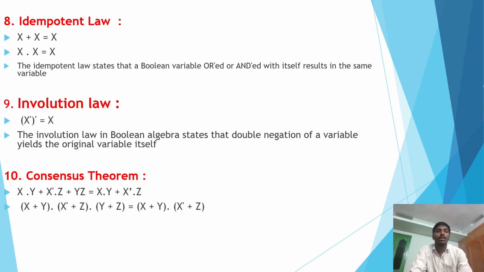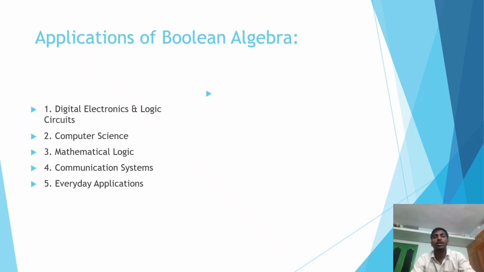Idempotent law. The idempotent law states that a Boolean variable ANDed or ORed with itself results in the same variable. Involution law. The involution law in Boolean algebra states that double negation of a variable gives the original variable itself. Tenth one, consensus theorem.